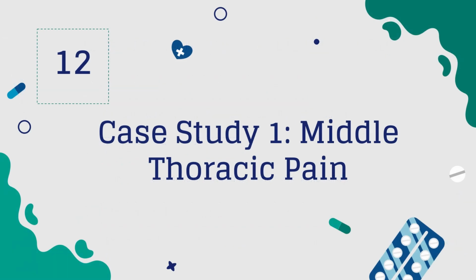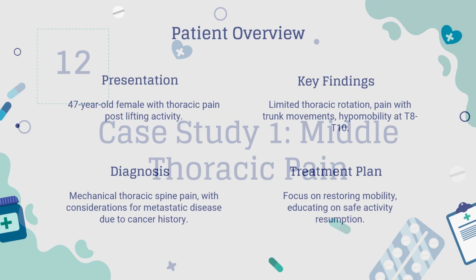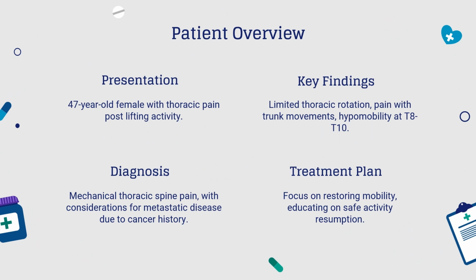Case Study 1, Middle Thoracic Pain. Patient overview. Presentation: 47-year-old female with thoracic pain after a lifting activity. Key findings: limited thoracic rotation, pain with trunk movements, hypomobility at T8 to T10. Diagnosis: mechanical thoracic spine pain, with considerations for metastatic disease due to cancer history. Treatment plan: focus on restoring mobility and educating on safe activity resumption.